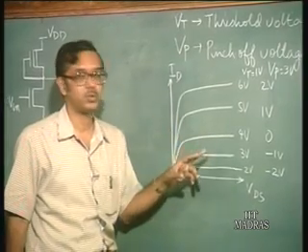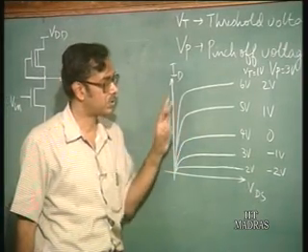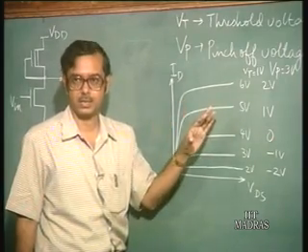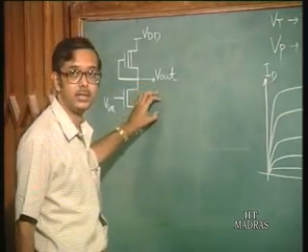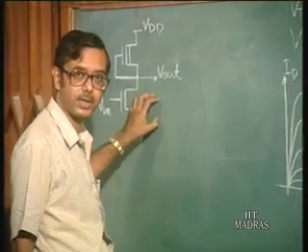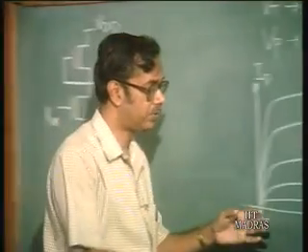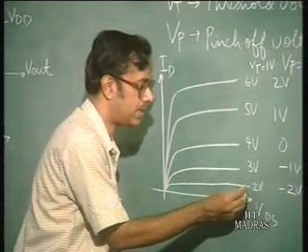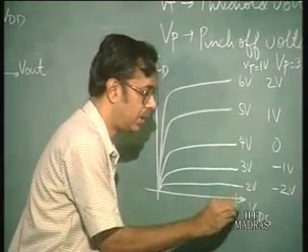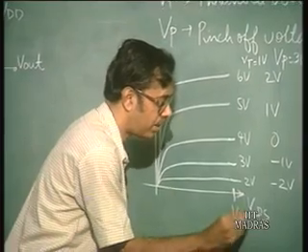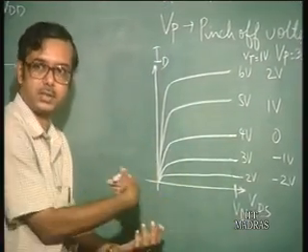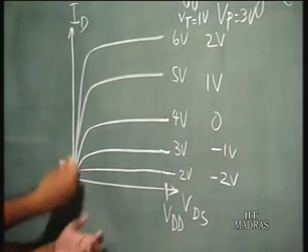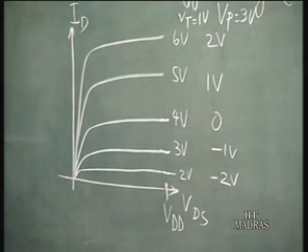Now, what is going to be the load line? Suppose this is the characteristics of the driver transistor, that is, the n channel enhancement mode transistor. Then we have to draw the characteristic of the load device as the load line. As usual, we have to draw it taking VDD as the origin, on the negative of the axis, just inverting the characteristics.